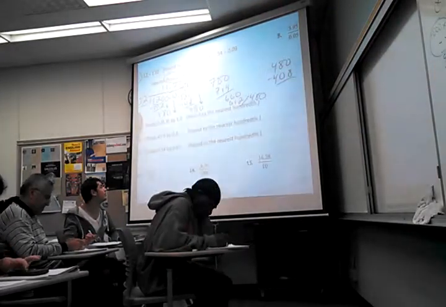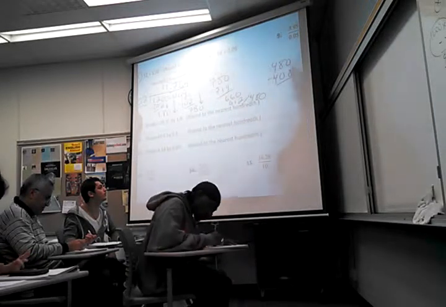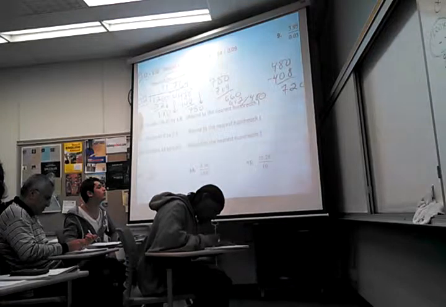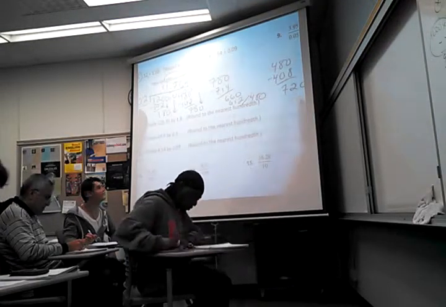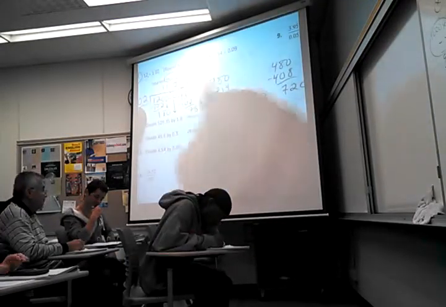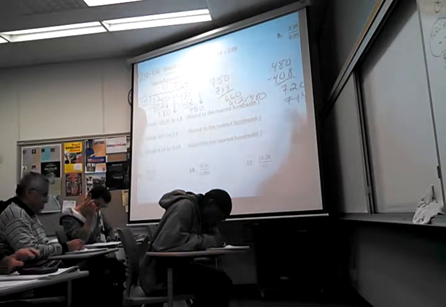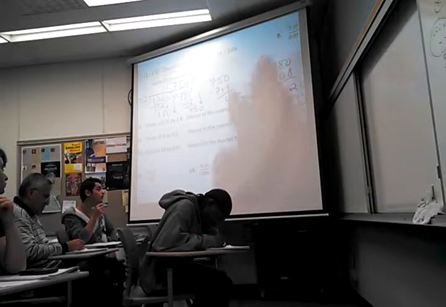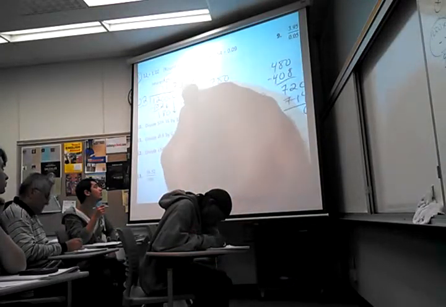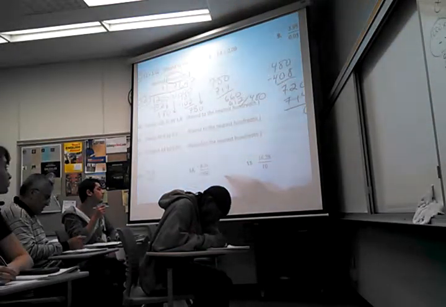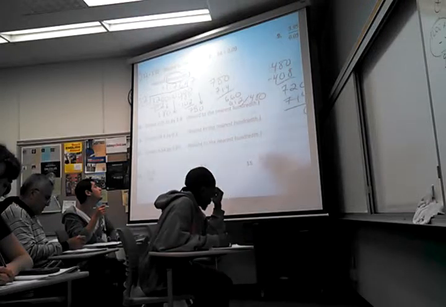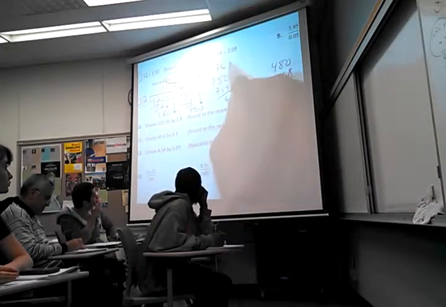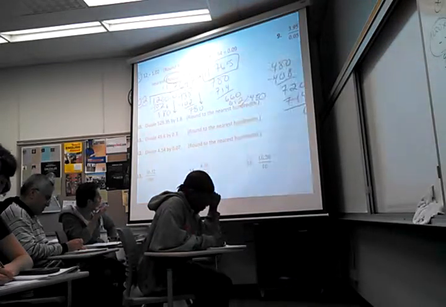4 times 102 is 408. That leaves 72. Bring down a 0. 102 goes into 720 7 times. 714. And you really almost don't care, because now we got to the fourth place here. So if I want to round it to the thousandth place, what number is in the thousandth place? 4. And the next number is 7, so I'd round this to 11.765. Good God.